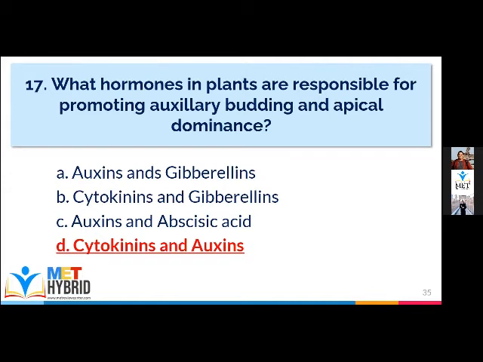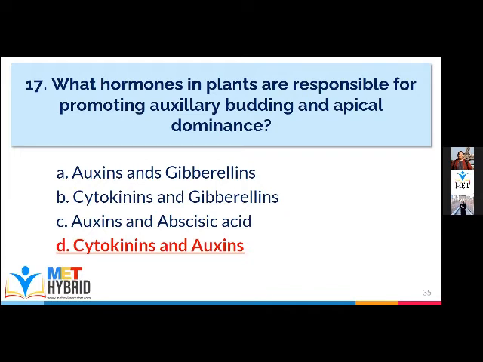Now, let's dissect the functions of these plant hormones. Anong difference ng A at B? Okay, let's dissect their functions. For A, you have auxins and gibberellins. Let's try to determine first the functions of these plant hormones. For auxins, your auxin is for apical dominance.